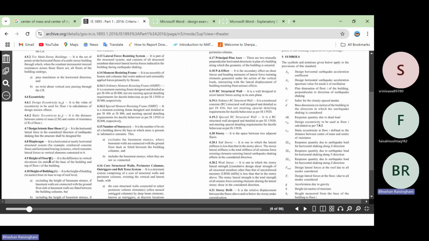Now, the difference between CM and CR is the eccentricity, which we have to estimate as per the IS code. In eccentricity, there is design eccentricity. It is the value of the eccentricity to be used for floor i in calculation of design torsional effects. For this difference between the CM and CR, we have a design eccentricity factor, and this design eccentricity is a combination of the static eccentricity and accidental eccentricity.